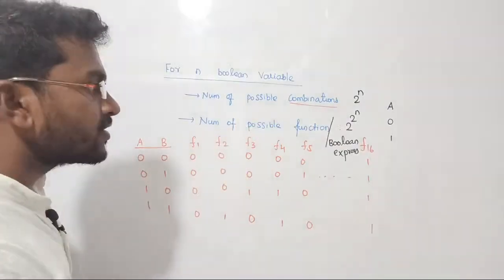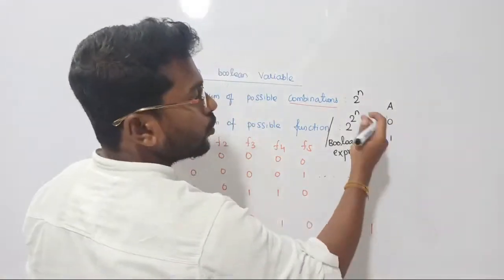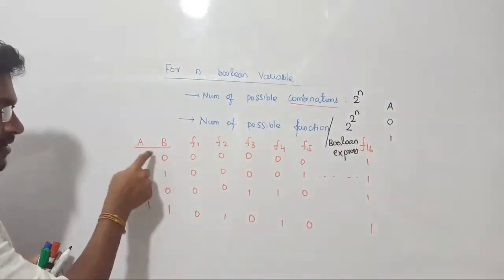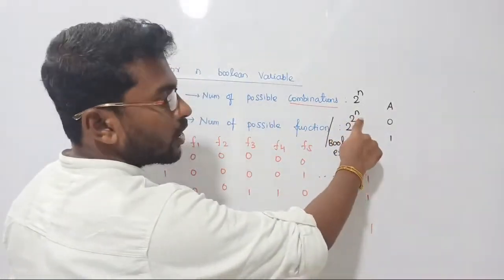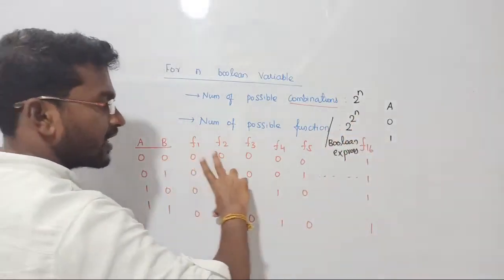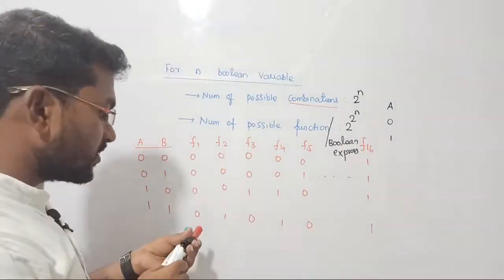Yes, I am correct. Similarly, if I put n equal to 2, 2 power 2 will become 4. Yes, we got four possible combinations, right? Here, put n as 2, 2 power 2 becomes 4, and 2 power 4 will be 16. Yes, I got 16 possible combinations. So what is the conclusion here?